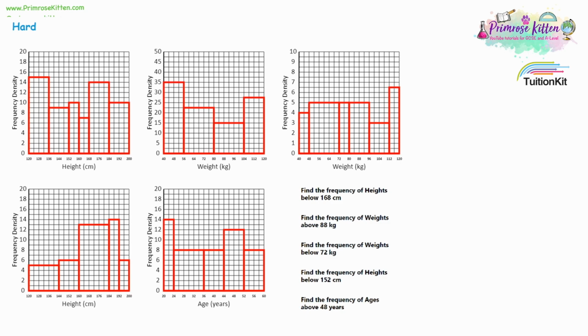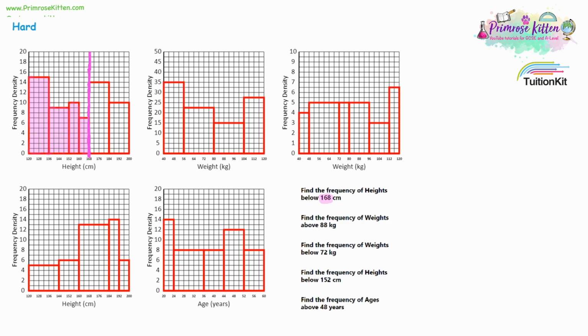The first question says, find the frequency of heights below 168 centimetres. The first job is to find 168 on your graph and draw a line. So we have 168, and in pink, I'm just going to draw a line all the way through. Now, we want to find the frequency of heights below that number. So what I'm going to do now, I'm going to colour in all the bars below that number. Everything I'm colouring in is below 168. It's to the left of 168.